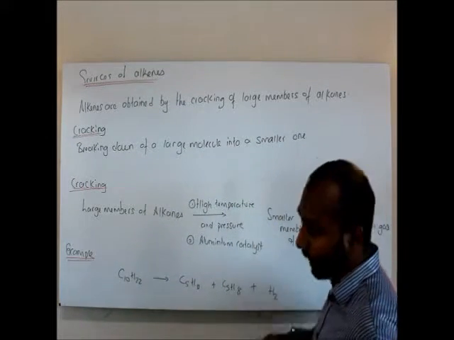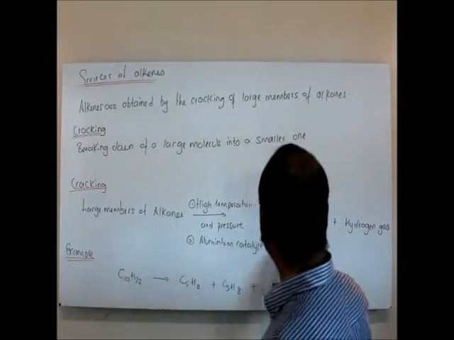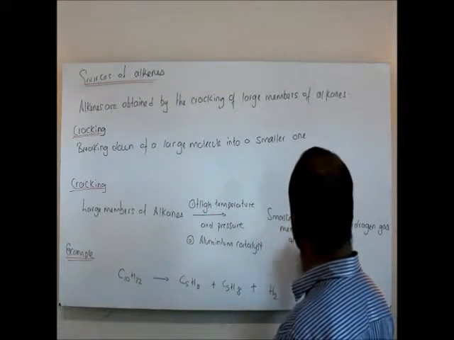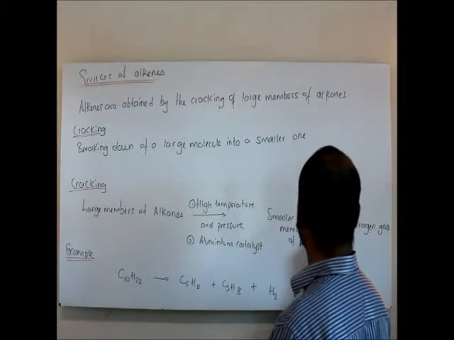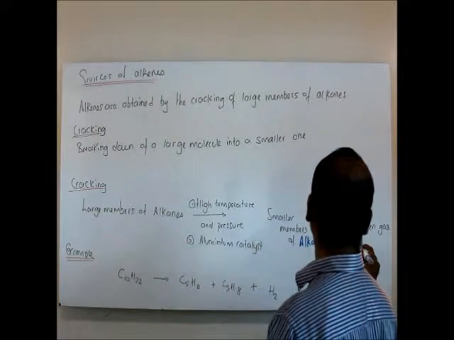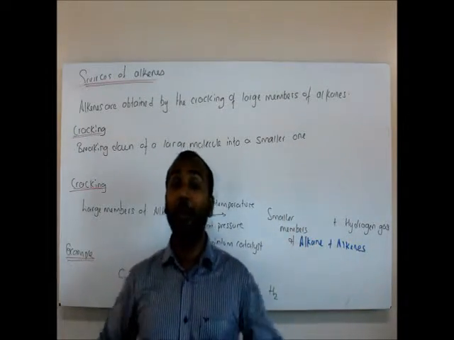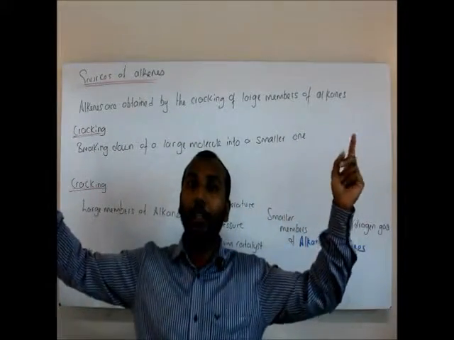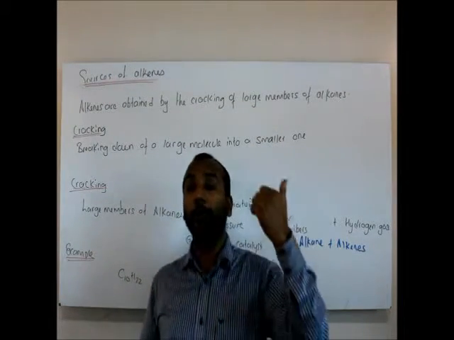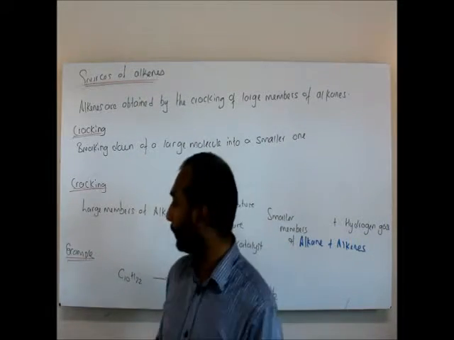Typically, when you break down large members of alkanes, you're going to get smaller members of alkanes and alkenes and hydrogen gas. So remember, cracking means you take a big molecule of alkane and break it down, and you're going to get smaller molecules of alkanes, smaller molecules of alkenes, and hydrogen gas.